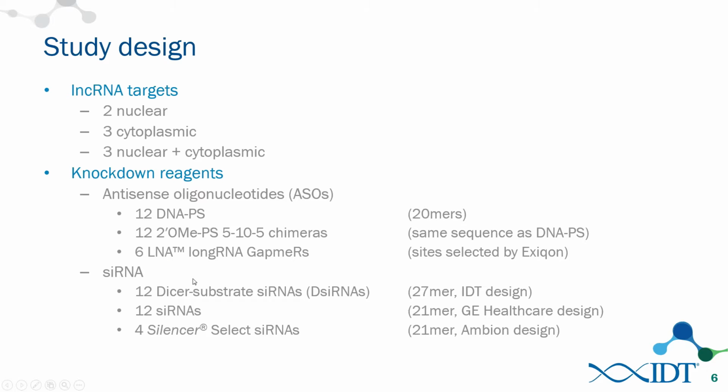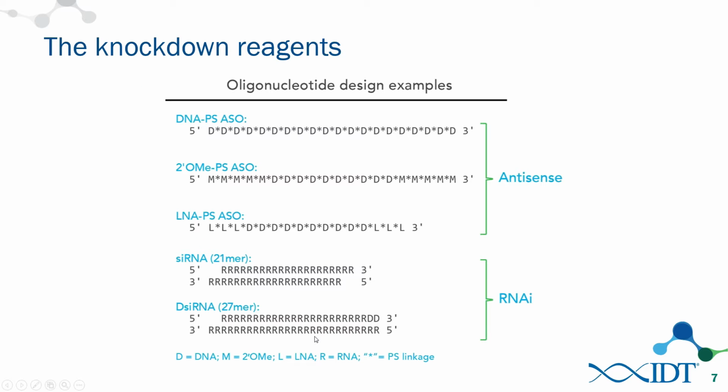For the siRNA arm of the study, there were 12 Dicer substrate siRNAs, which were designed by our internal algorithm optimal for Dicer substrate design. We tested 12 siRNAs at different sites, which were designed by the online GE Healthcare design tool. And additionally, 4 Silencer Select siRNAs, which are LNA modified, were ordered from Ambion through Life Technologies.